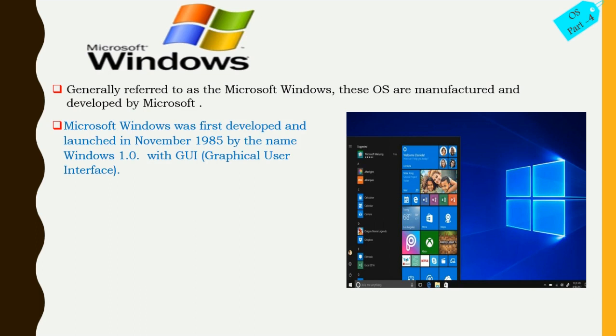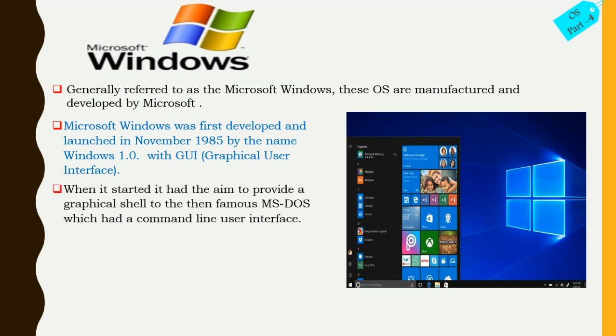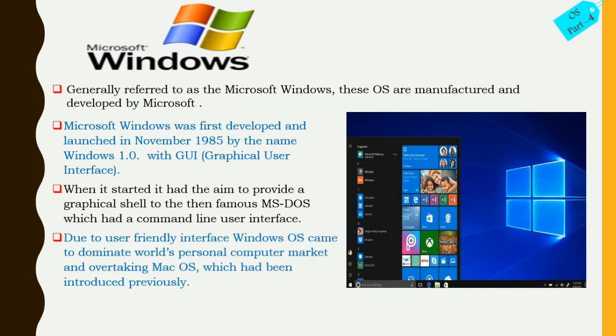Microsoft Windows was first developed and launched in November 1985 by the name Windows 1.0 with a GUI, that is graphical user interface. When it started, it had the aim to provide a graphical shell to the then famous MS-DOS, which had a command line user interface. Due to the user-friendly interface, Windows operating system came to dominate the world personal computer market, overtaking the Mac operating system, which had been introduced previously.